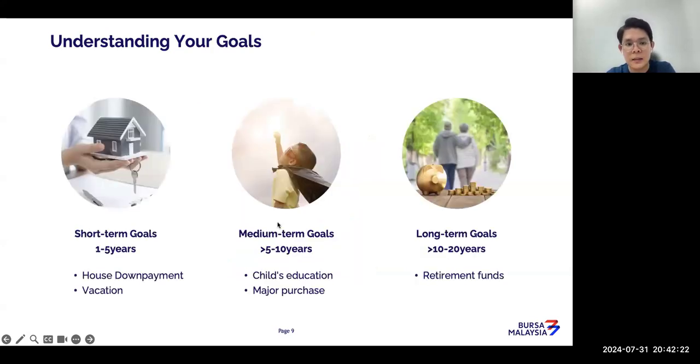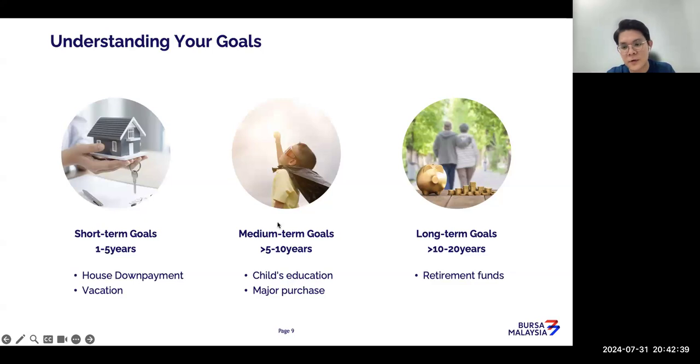So these are the goals we can classify into three categories. The first is short-term goals, such as saving for a house down payment or for a vacation. Usually it spans 1 to 5 years.